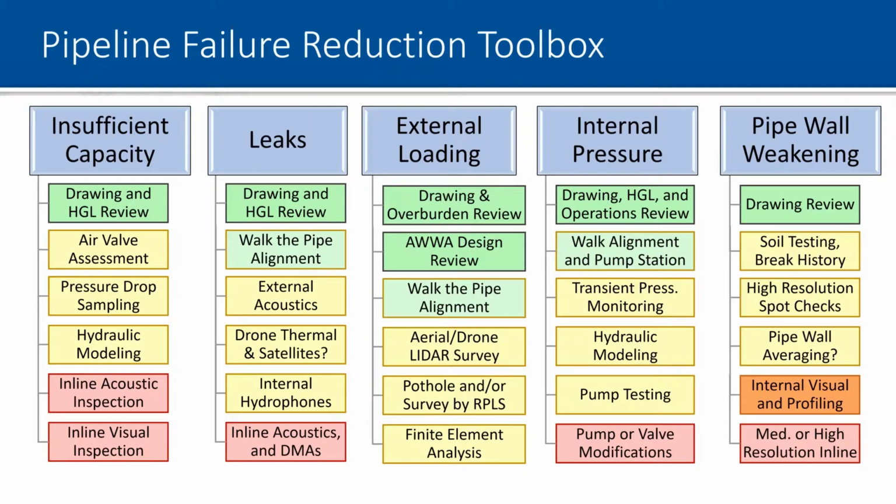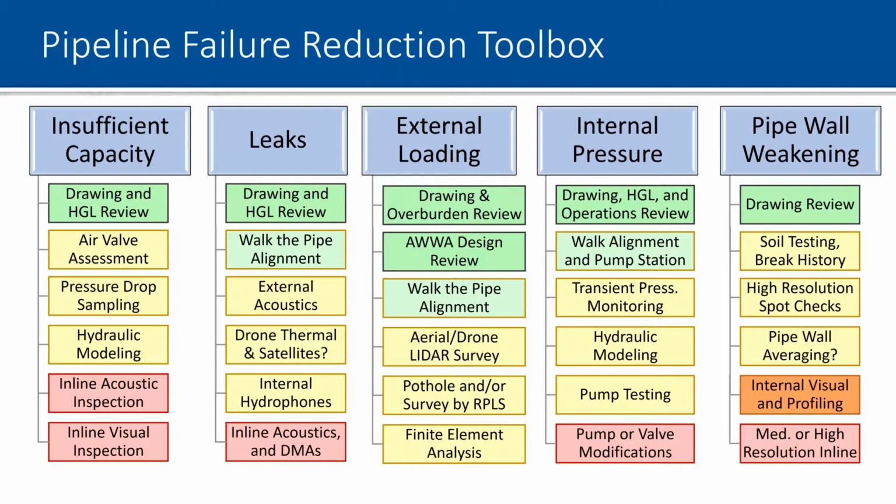Always want to start with a drawing review to figure out if you know what you have. Sometimes we're surprised there's been portions of pipes that have been relocated. Talking to the operators who've been working at the utility for a long time and inquiring about old repairs that have been done. What's the break history? What kind of soils do you have in the area if external corrosion is of concern? In some cases, doing high resolution spot checks using various tools to get detailed information at the high risk areas.